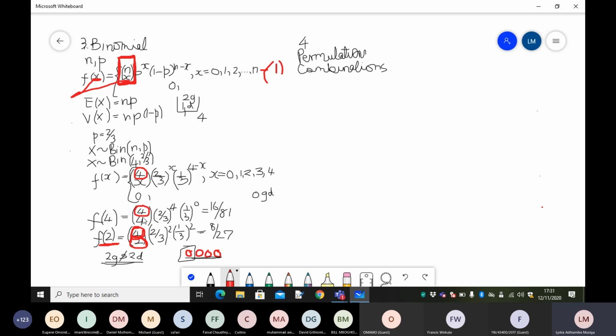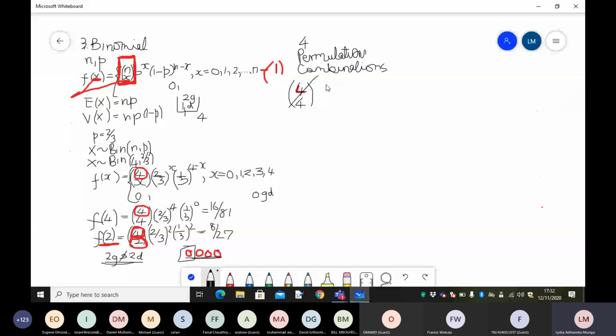Maybe I don't know whether you are having a problem with this combination. Maybe I should just explain a little bit more. What is 4 combination 4? What do I mean by that when I say combination? Some other lecturers use a different notation. I should say this in the general form first before I come to this.